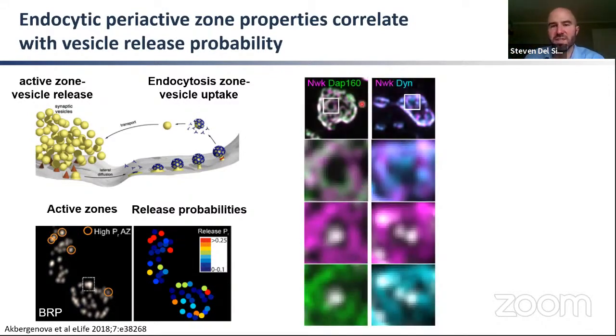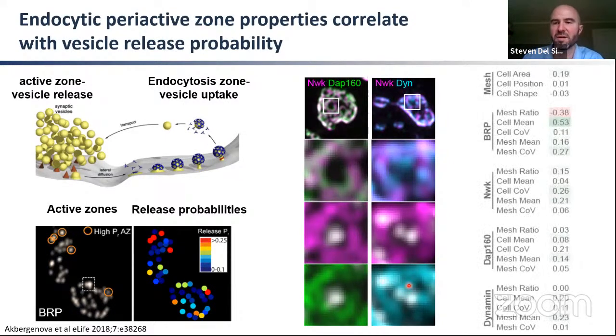And so, for each of these data sets, we have this information, so we can look at the intensity of the active zone and then ask, what's going on with the surrounding endocytic material. And again, you can see in the zoom how dynamin clearly is intercalating more into the zone, is coming closer to the active zone there. And so then to quantify that, I just looked at the Pearson's correlation between a number of different measurements of the endocytic zone and how bright the BRP spot is.